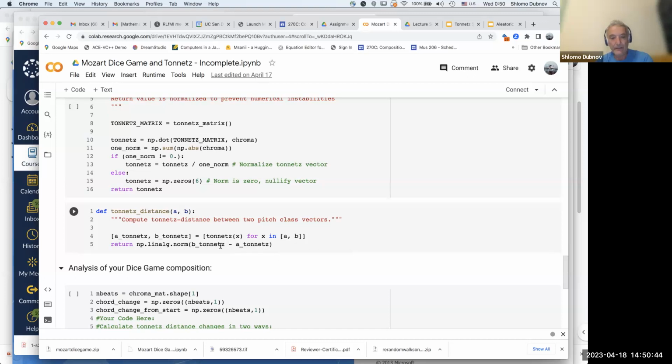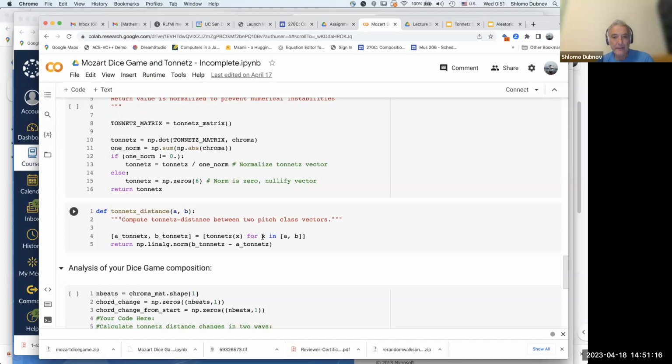So the distance between these Tonnetz vectors is really just a norm, and you can call the NumPy linalg norm function to calculate this. You can, of course, do the Euclidean norm yourself here. But it's just the normal vector distance in 6-dimensional space. So it's the Euclidean distance between these A's and B's.